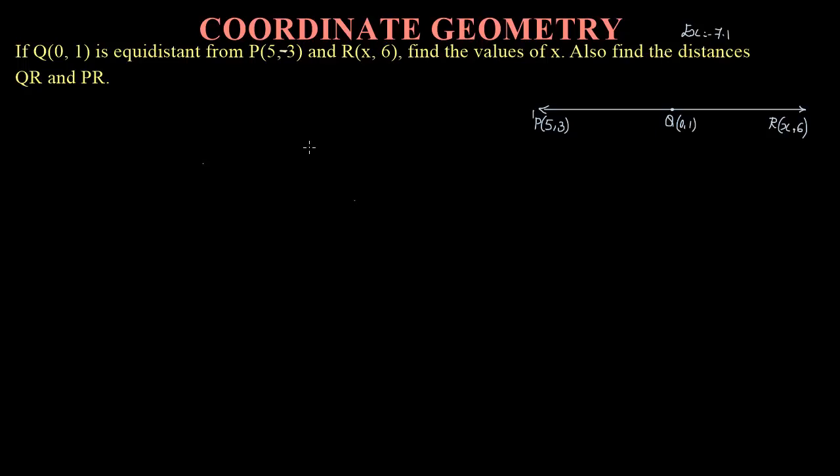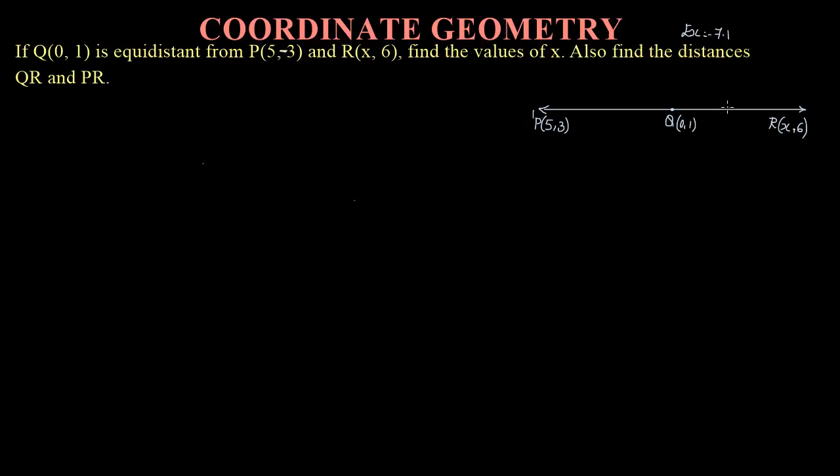In this video, I am going to discuss with you how to find the unknown variable if the points are given, and also we are going to discuss how to find the relation between the x and y value if the 2 points are given which are equidistant from the previous point. Okay, this is the 9th question of exercise 7.1. The question says if Q is equidistant from P and R, find the value of x. Also find the distances QP, QR and PR.